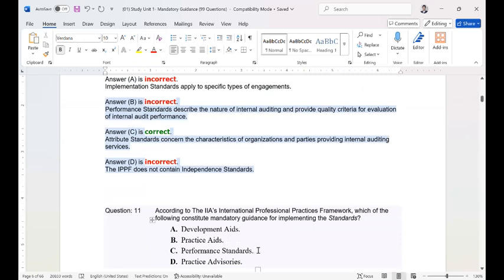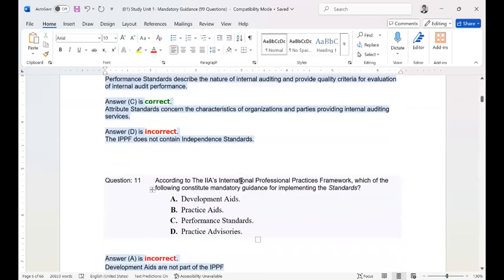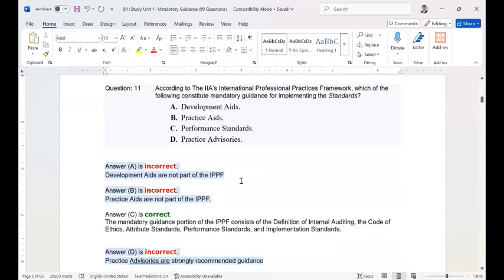Mandatory guidance. What is mandatory? I think performance standards are mandatory, right? If you look at the mandatory elements of the IPPF framework, it's the definition, code of ethics, standards, and the principles. Right? So everything is there. Things called practice advisories. Practice says this, that, right? I think there is something called practice aids and development aids.